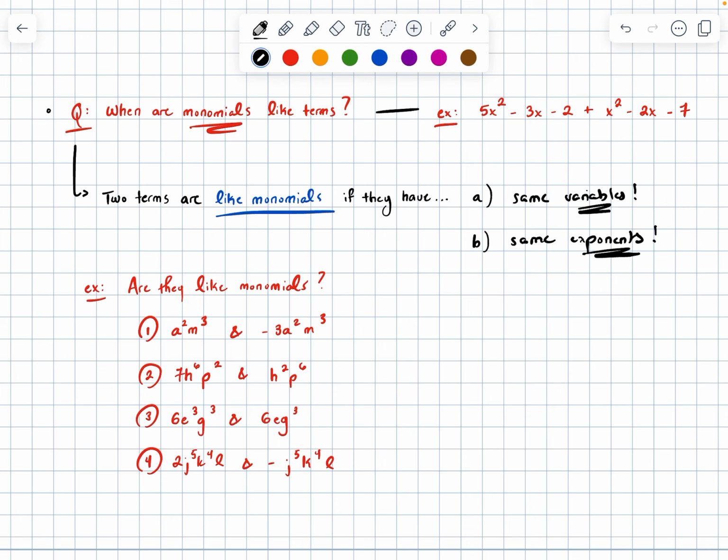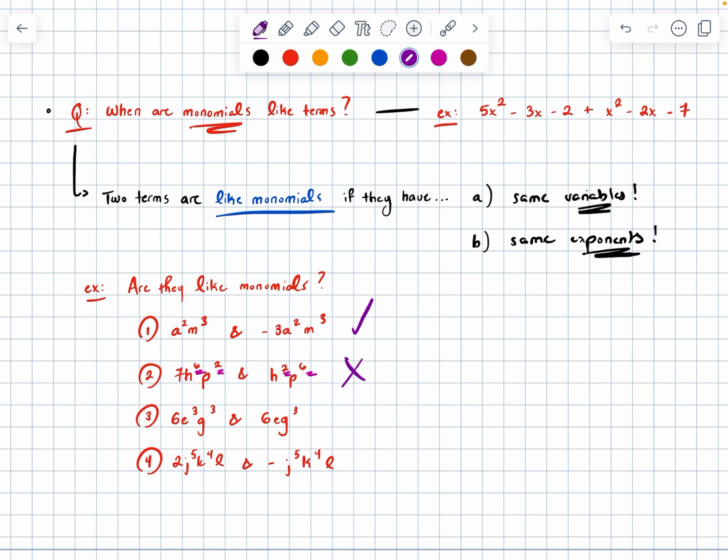And stop. For number 1, I've got a squared m cubed, and I've got a -3a squared m cubed. Both of them have an a squared and an m cubed. These are like monomials. For number 2, I've got h to the 6th and p to the 2nd, h to the 2nd and p to the 6th. Even though the exponents are the same, notice that they are on swapped variables. These are not like terms.